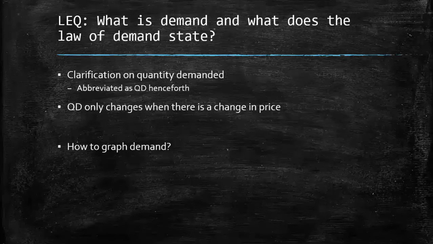I'd like to clarify something for you guys. Saying the words quantity demanded 100 times a day gets pretty old, even for you guys. So henceforth in class and in the videos, we're going to be abbreviating quantity demanded as QD. So when you hear me say QD, or QD is on a quiz, I'm referring to quantity demanded. Now, before moving on, one thing I want you guys to know is that quantity demanded can only be impacted by price. Again, think about the law of demand. Quantity demanded can only be impacted by a change in price.